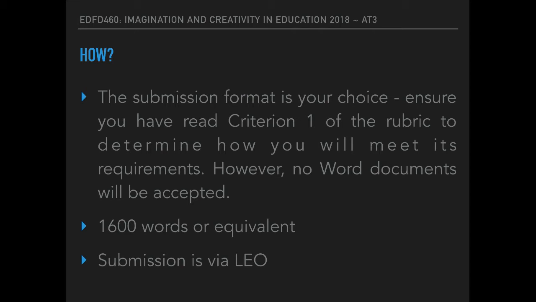Okay, so some of the more administrative aspects of it. The submission format is your choice. What you want to be doing is having a look at the rubric and reading through criterion number 1 and trying to unpack what that means. What is criterion 1 asking of you? It's asking it to be user-friendly. It's asking it to be intuitive. There's a mention of technology. There's a mention of attendance to the visual components of your framework.